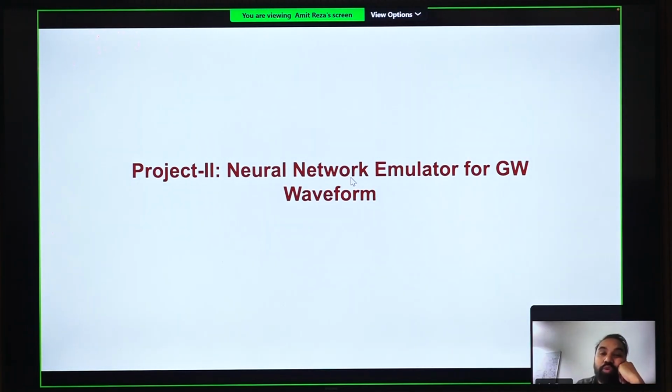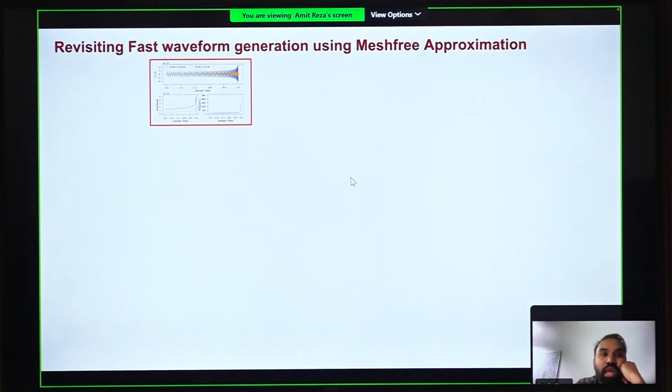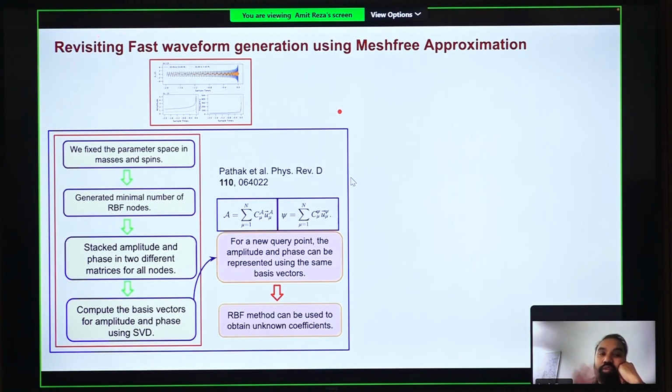The second project is about designing a neural network emulator for gravitational waveforms. I'll start by revisiting our previous work on a classical method, and then show how this classical method is connected with the machine learning method. If you really want to design a fast waveform generation setup, we already have a paper where we did fast waveform generation using the mesh-free approximation. I'll go through this approach briefly.